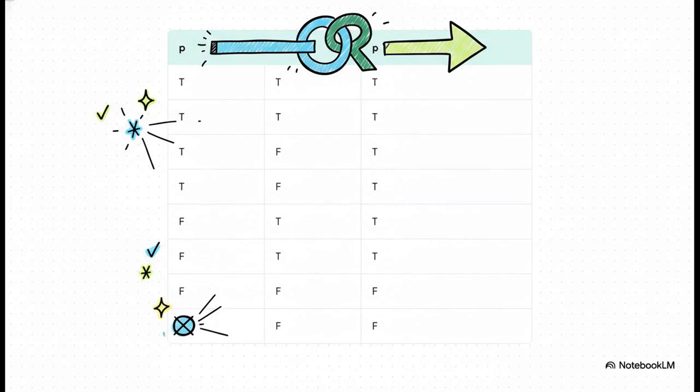The rule for OR is pretty generous. The result is true if at least one of the parts is true. So if we look at the first row, P is true and Q is true, so of course P or Q is true. But look at the third row. P is true, but Q is false. Doesn't matter. Since P is true, the result is still true. It's only false when both P and Q are false, like you see down in those last 2 rows.